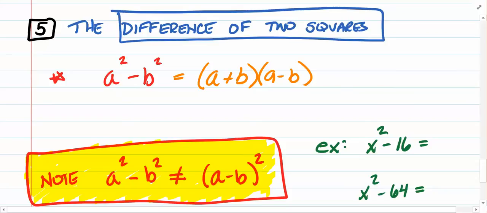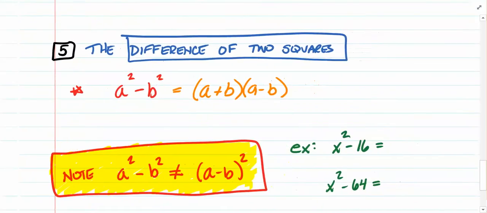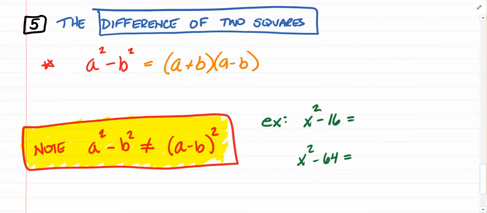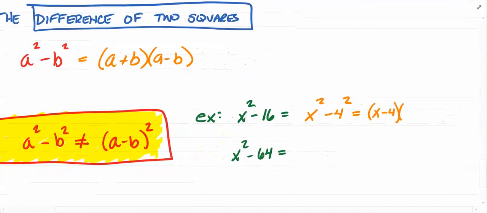I want to point something out to you that you can see in the bottom left of your screen here. Note, a squared minus b squared is not the same thing as a minus b all squared. Very, very important that we understand that rule. That's not the same thing. Let me give you two examples over here. So I have x squared minus 16. I'm noticing that this is the difference of two squares because I could write it as x squared minus 4 squared. That will always become x minus 4 times x plus 4.